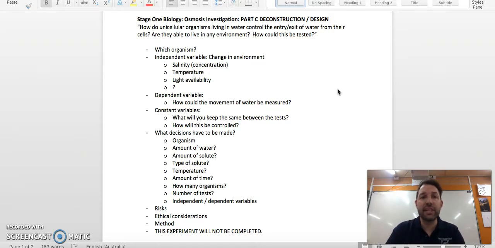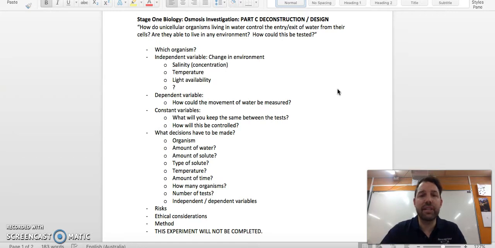So the question that you've been given is, how do unicellular organisms living in water control the entry or exit of water from their cells? Are they able to live in any environment? How could this be tested?